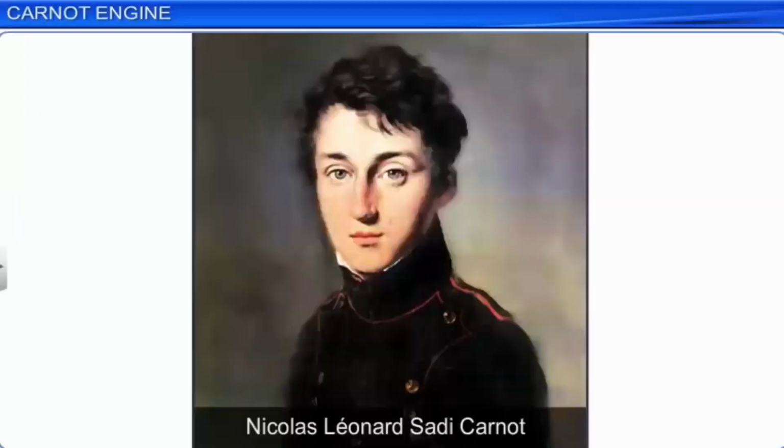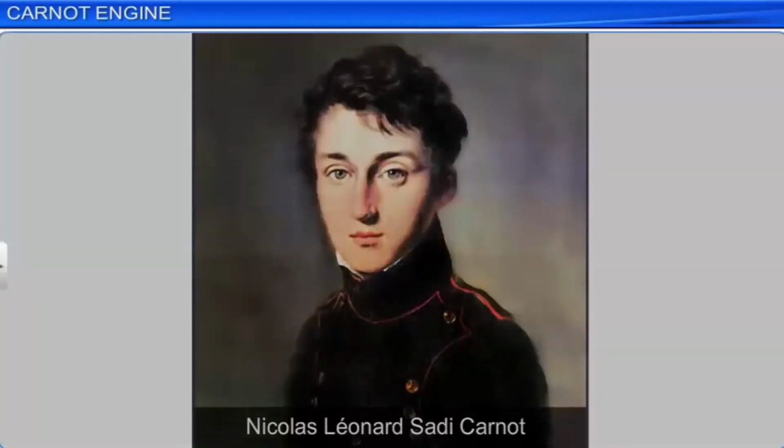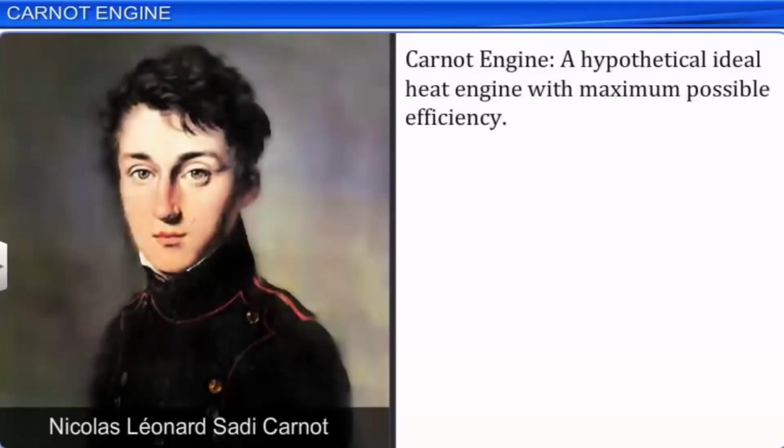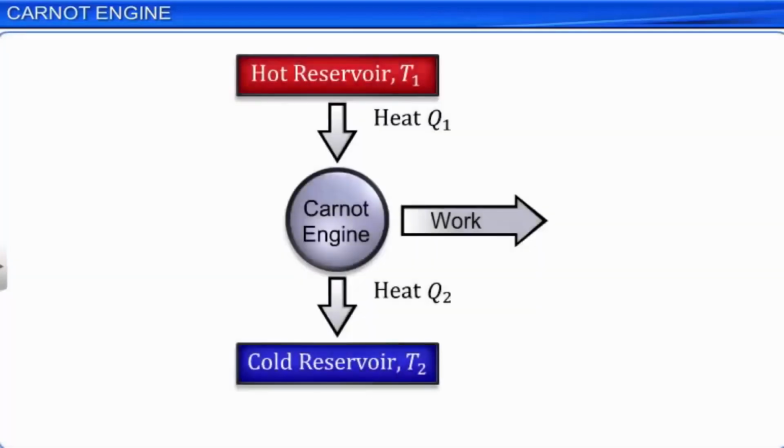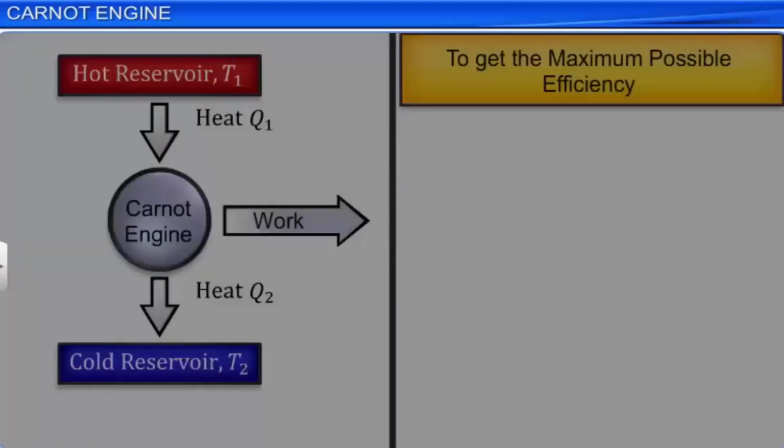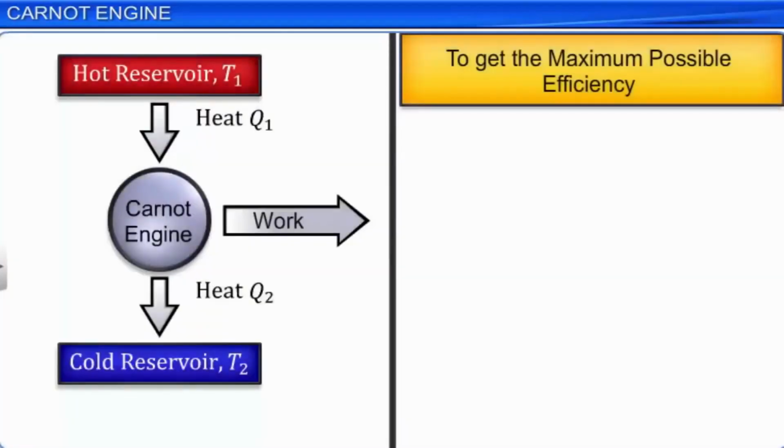Much before the concepts of thermodynamics were established, Nicolas Léonard Sadi Carnot, a French physicist, proposed a hypothetical ideal heat engine that works with maximum possible efficiency. A hypothetical reversible heat engine operating between two temperatures is called a Carnot engine. To get the maximum possible efficiency, all the processes involved in the working of the Carnot engine operating between two temperatures must be reversible. Since all the processes are reversible, there will be no dissipative effects.